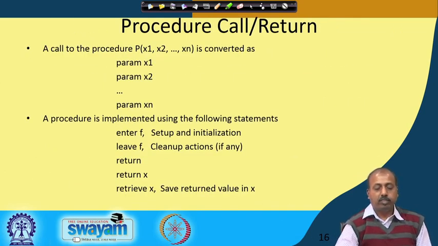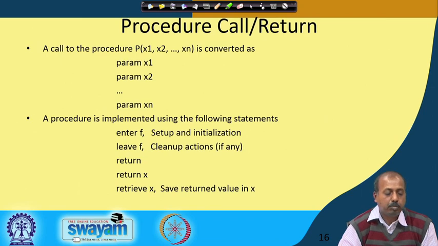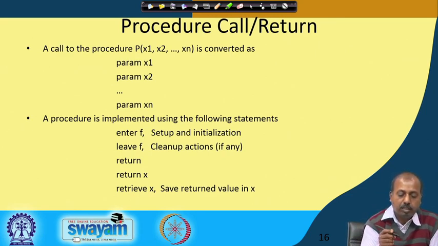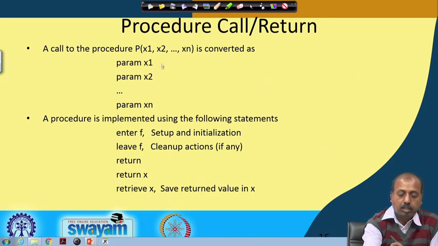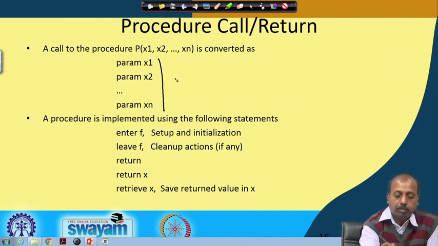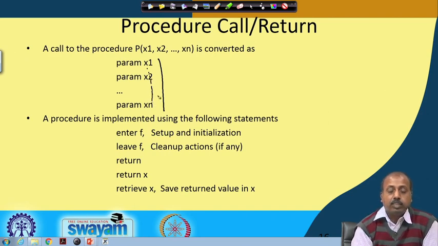Procedure call or return, so this is of course important. A call to procedure P has two parts in it. We have to pass all these parameters. This is the call for handling the parameter passing. So, x1, x2 up to xn, we say that they are all parameters. Okay, so this has to be done.